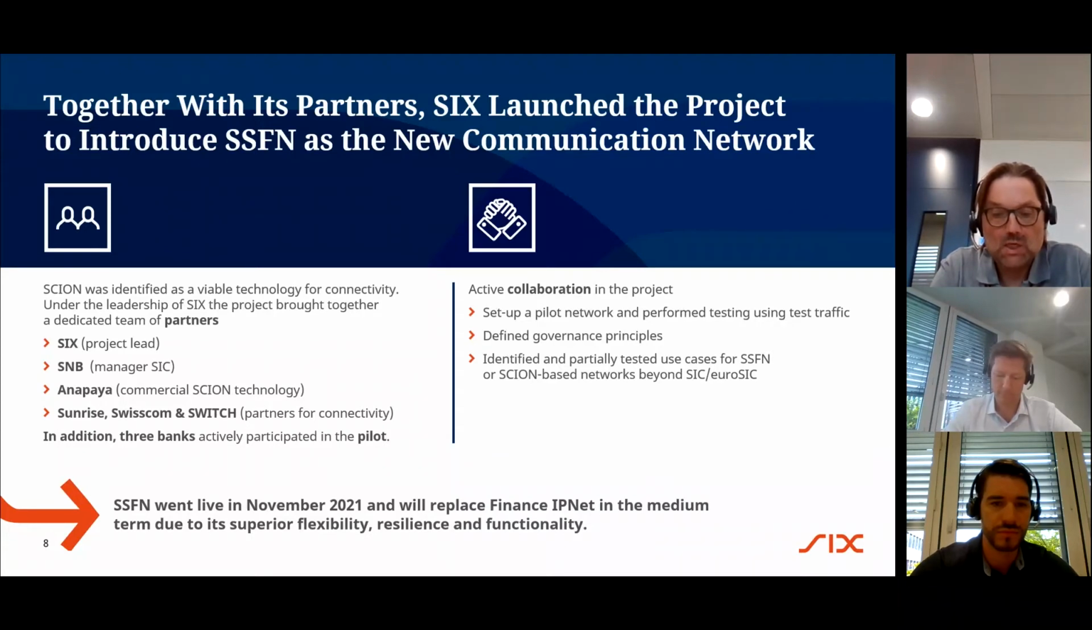We started with setting up a pilot network with some performance testing and some testing regarding security. Then we defined governance principles, which I can come back to later, and we identified use cases based on the offering of the six services, what we can offer our customers via SSFN. Not only SIC and euroSIC, but also other services we offer.